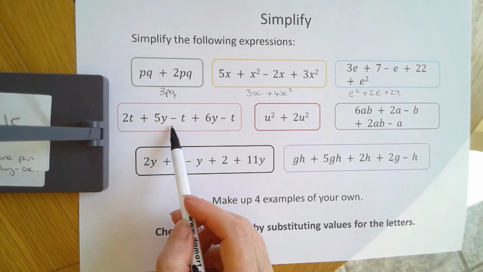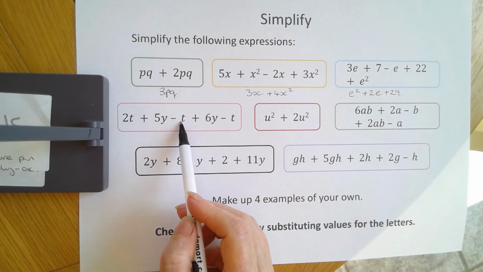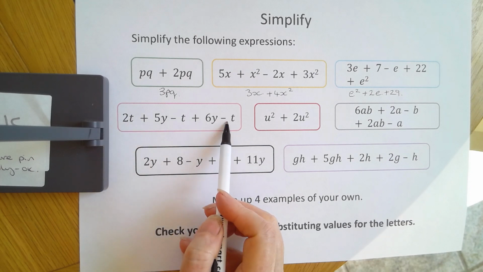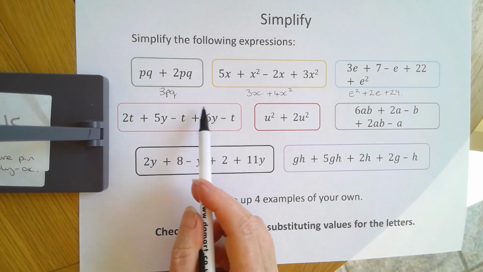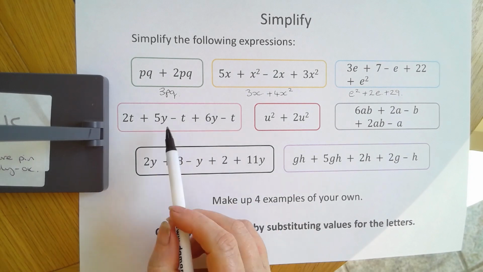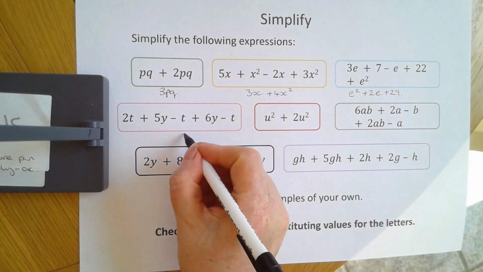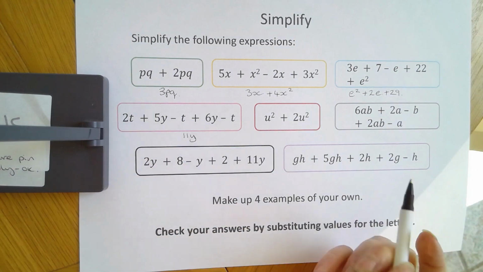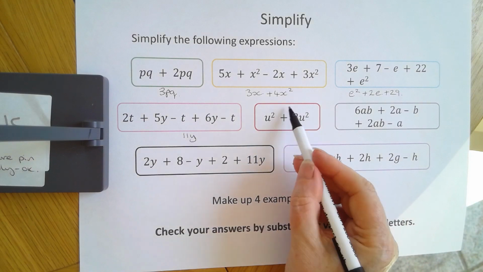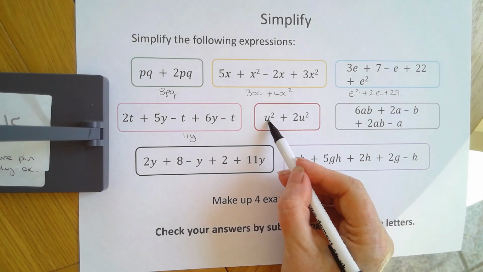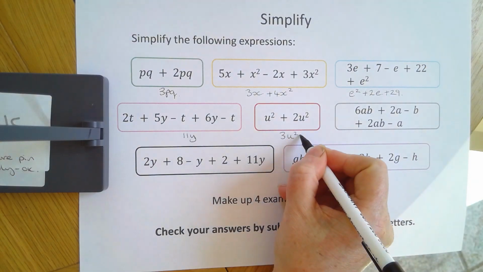Okay, so on our next example here, we have got 2t, take away another t. Well, 2 take away 1 gives me nothing. I've got no t's left to talk about, so I'm not going to bother putting them in. We've got 5y plus 6y is going to give 11y. Okay, and that's it. This one here will give 1u squared plus 2u squared is 3u squared.